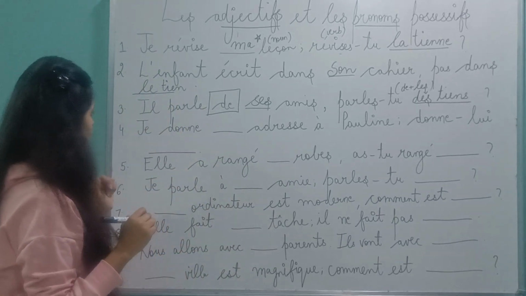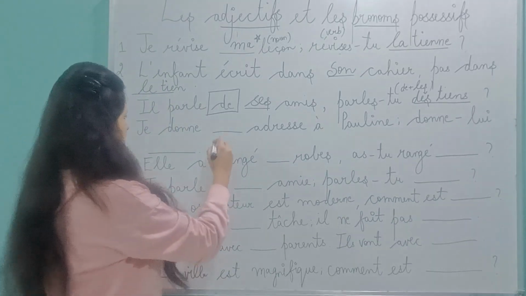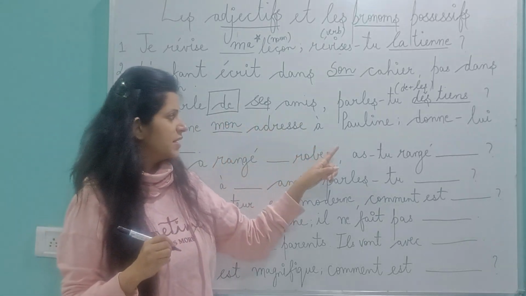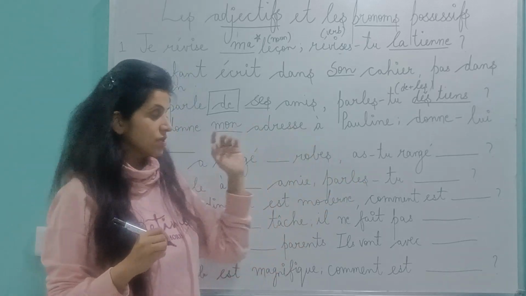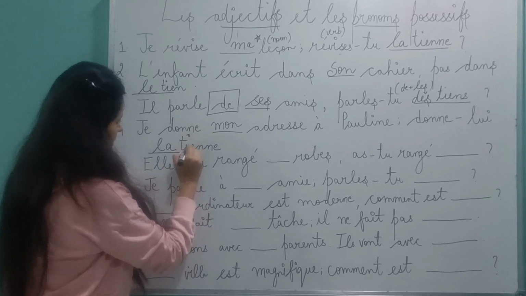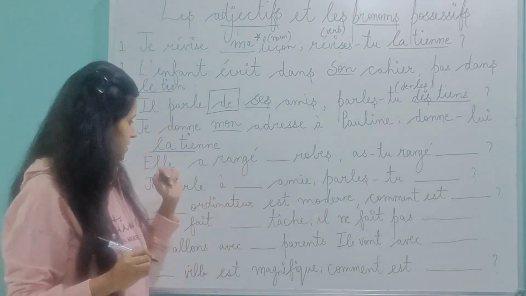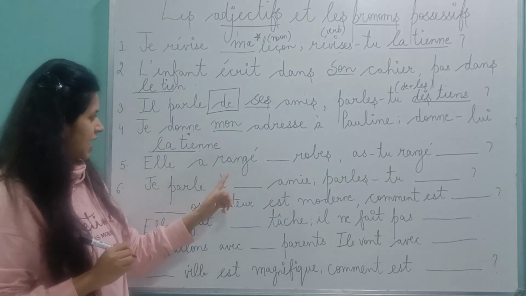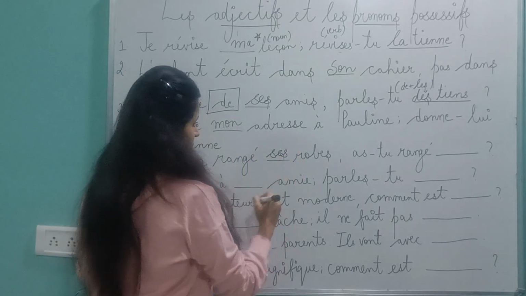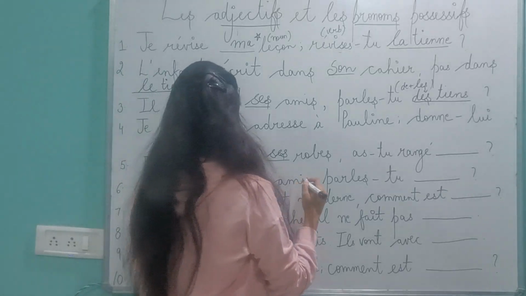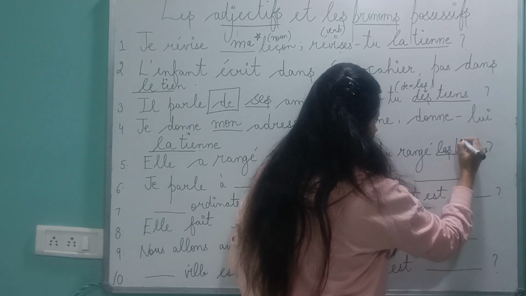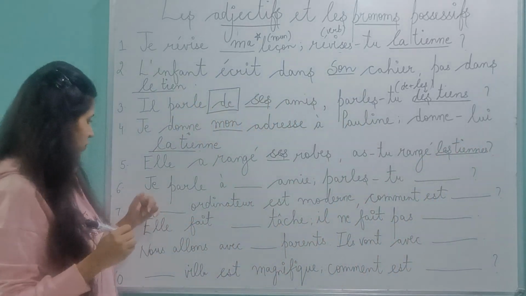Ça va? The next one, je donne dash adresse. Adresse c'est féminin. Je donne mon adresse. I'm giving my address to Pauline. Give her yours. Donne-lui la tienne. I'm giving my, you give yours. Next part, elle a rangé dash robe. Elle a rangé ses robes. As-tu rangé? She's arranging her dresses. As-tu rangé les tiennes? The feminine one because robe c'est féminin, pluriel.